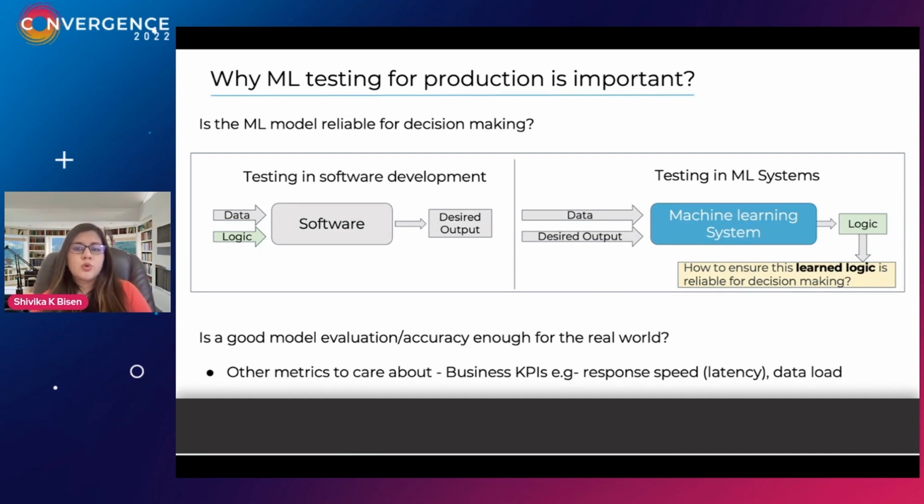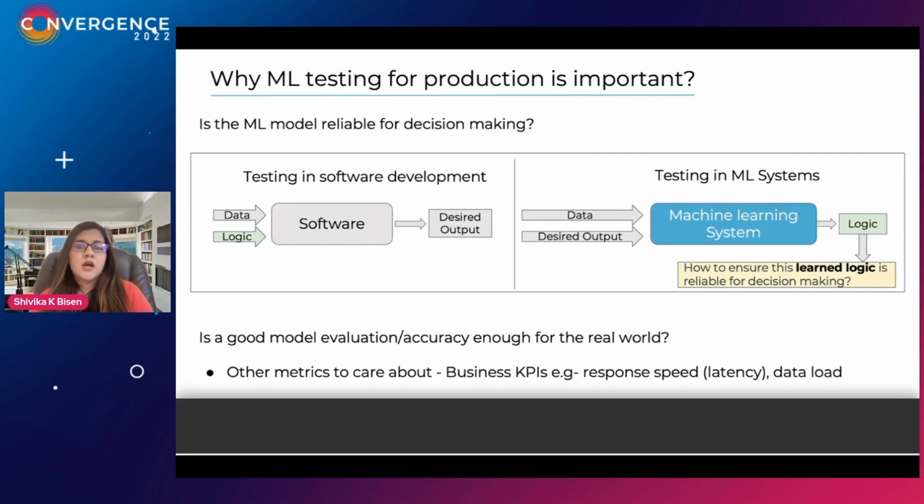So how do we ensure that all this learned logic that this machine learning system has learned is actually reliable? That's why ML testing is really important, because we want to make sure that the learned logic is actually trustworthy to go with. But then you can say that, okay, we anyway do this testing when we are developing machine learning models, which is model evaluation, where we test the accuracy and errors, and that's a very basic part of any model development.